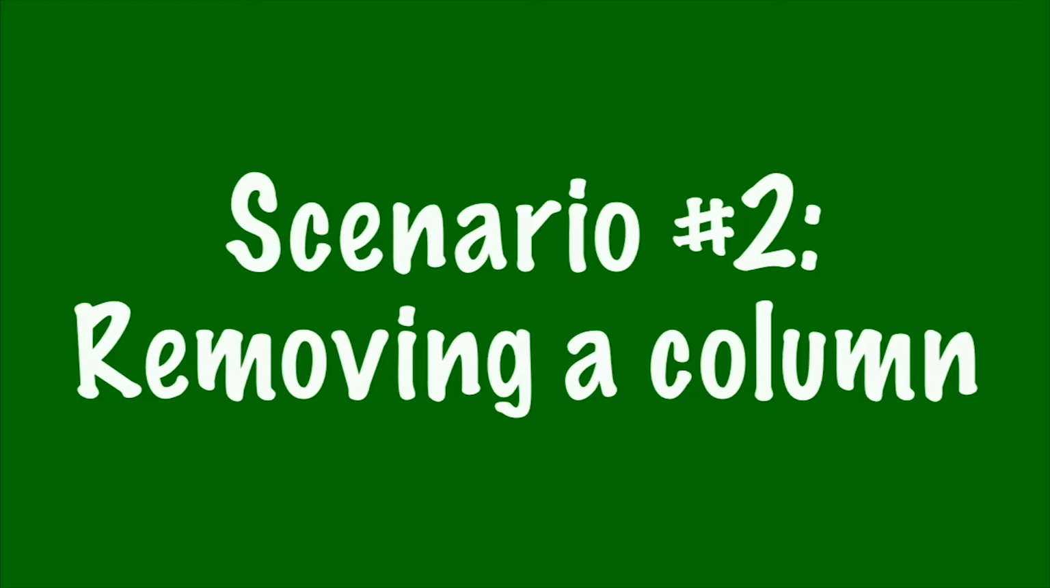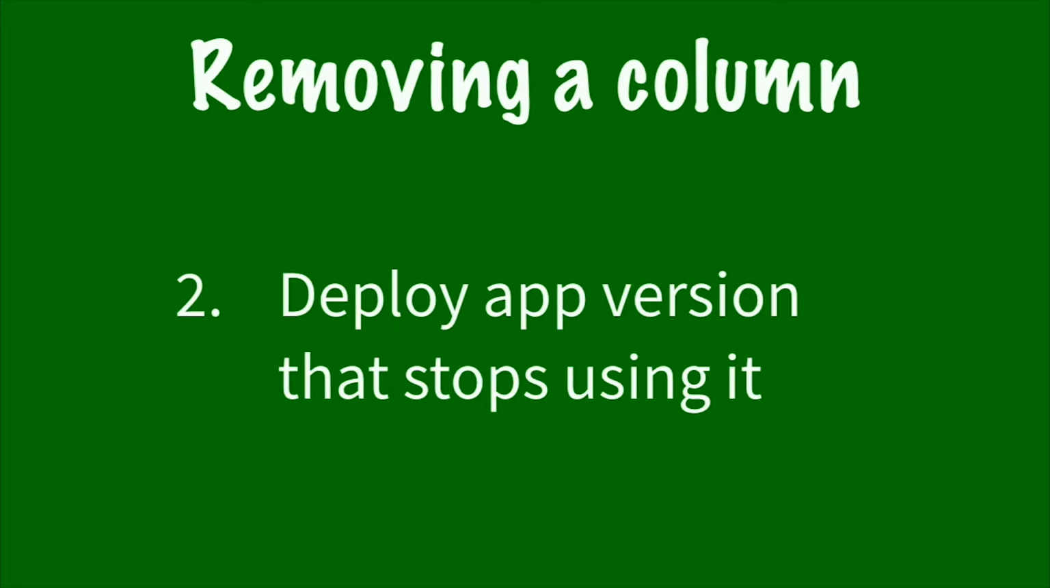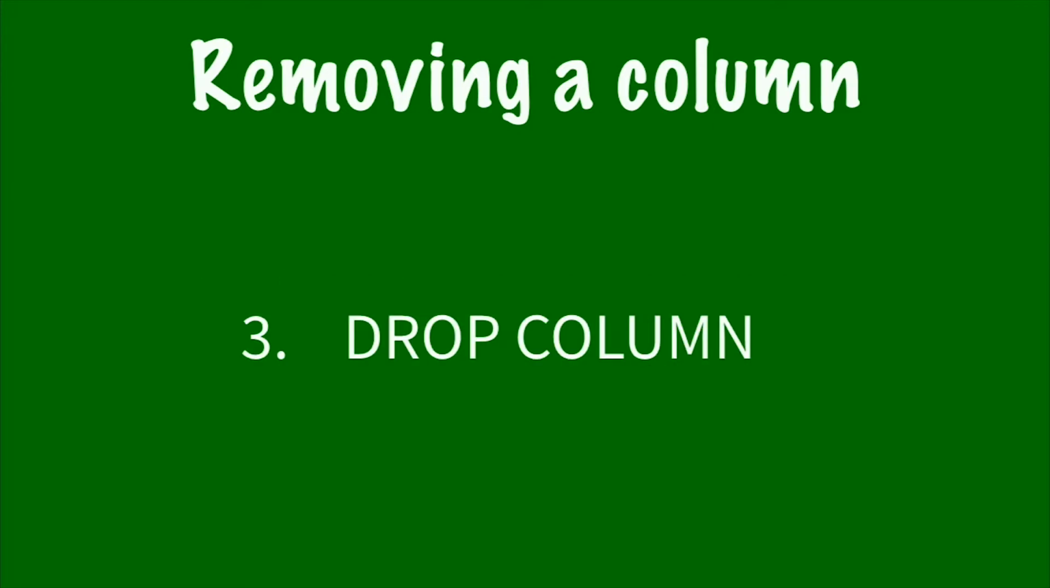Okay, so next one, removing a column. If you realize that you no longer need some column, it's time to remove it. First, you make it nullable, you make it optional, and then you deploy a version that stops using it. So there's no select, no insert, no update that mentions the column anymore. And next, you can drop the column. So this is quite a bit easier than adding a new column.